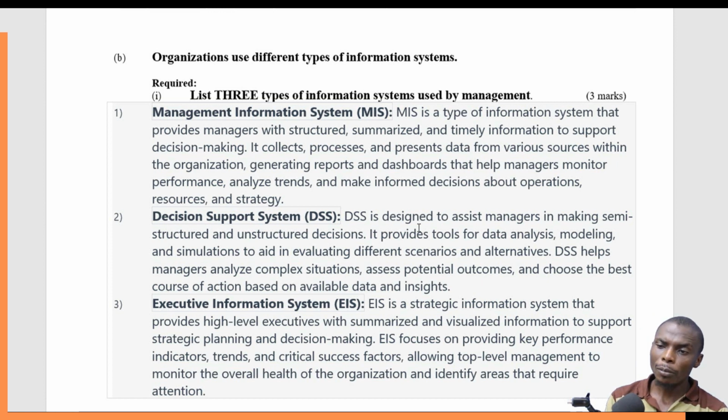And lastly, we have executive information systems, EIS. So this EIS is a strategic information system that provides high-level executives with summarized and visualized information to support strategic planning and decision making. So it majorly focuses on providing key performance indicators, for example, and even trends and critical success factors.